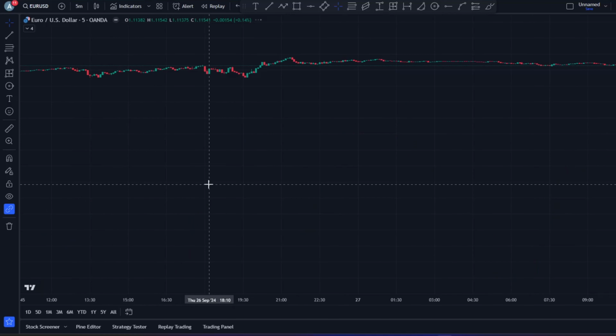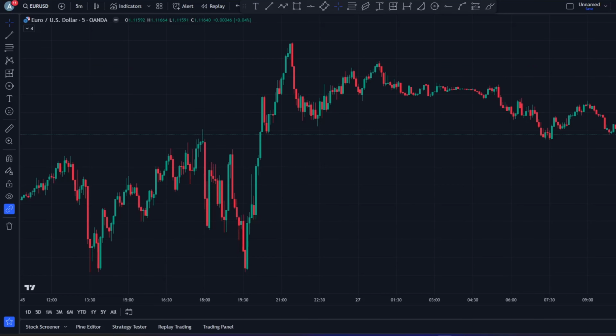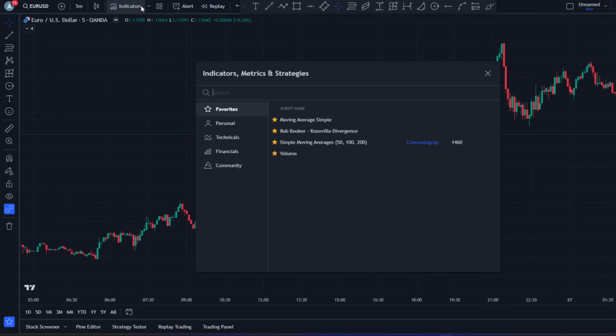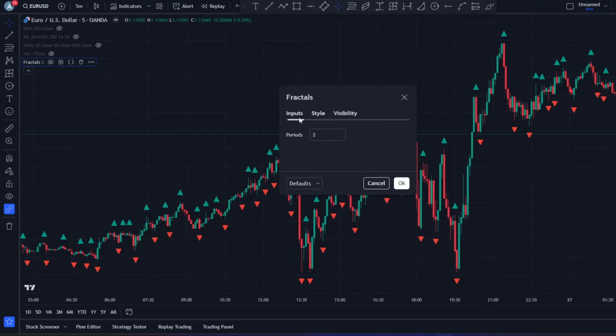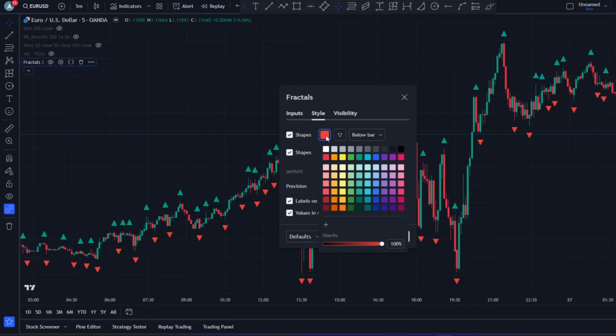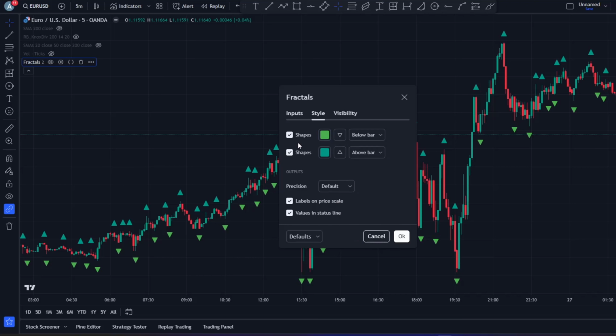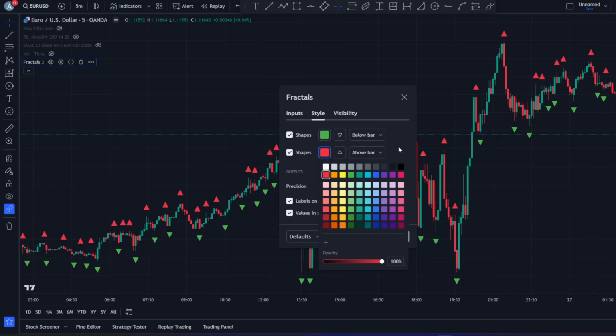Now let's start by adding the Williams Fractals indicator. Click on the Indicators tab, type in Williams Fractals, and choose the one that appears. You can use the default settings, but make sure the period is set to 2. As for the colors, I like to switch the red and green so it's green for buy signals and red for sell signals. This makes it easier to read the chart.